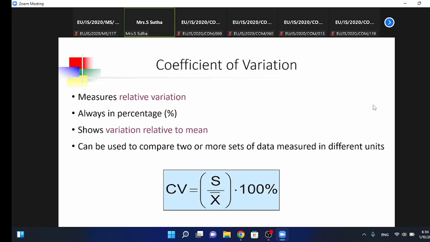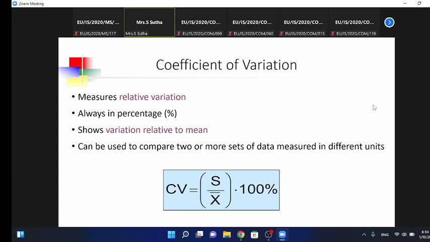Whatever unit of measurement we use to measure the original data, when we take the coefficient of variation, this measure does not have a unit. So that problem will be eliminated.